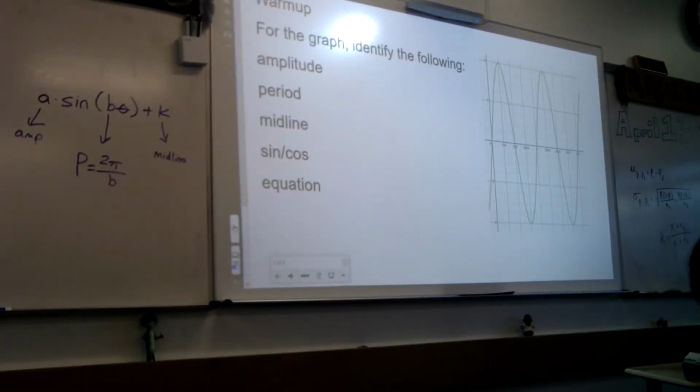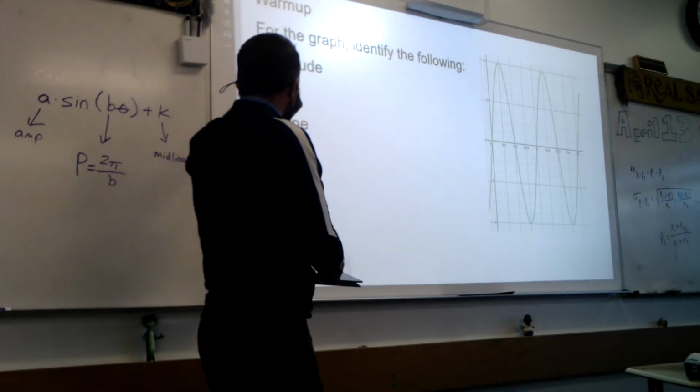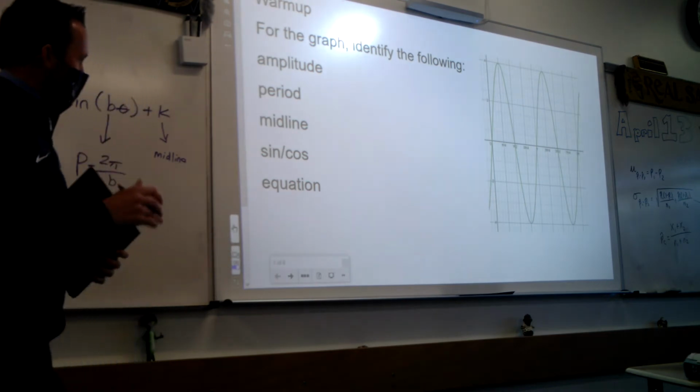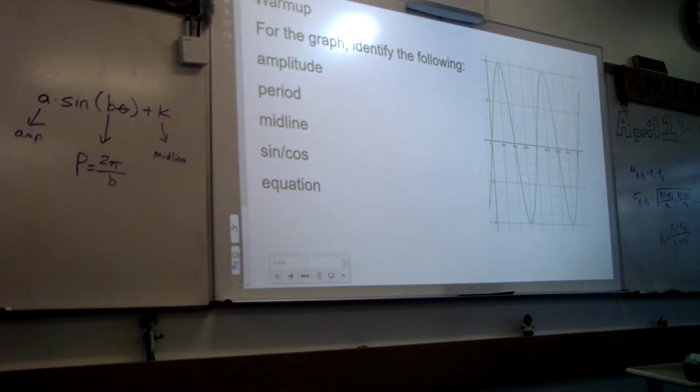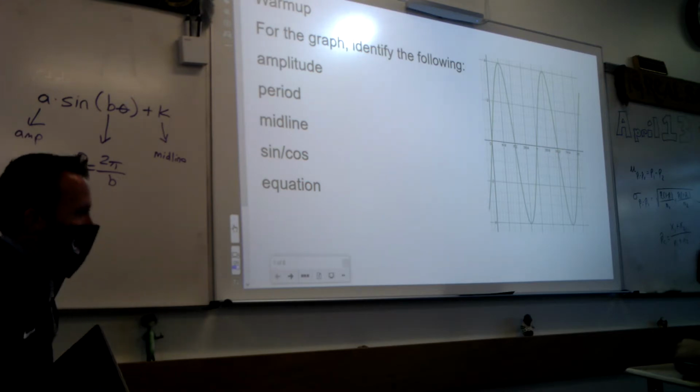Alright guys, so you've had a minute here to look at this. I gave you a graph and said, what is the amplitude, period, midline? Would it best be represented as sine or cosine? And can we put it all together and write it as a sine or cosine equation?